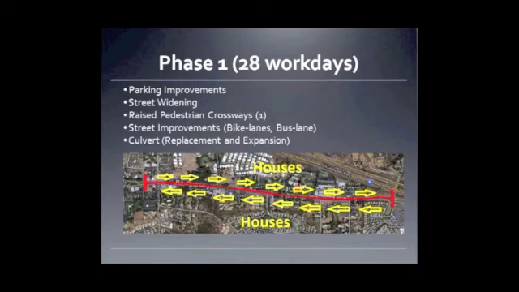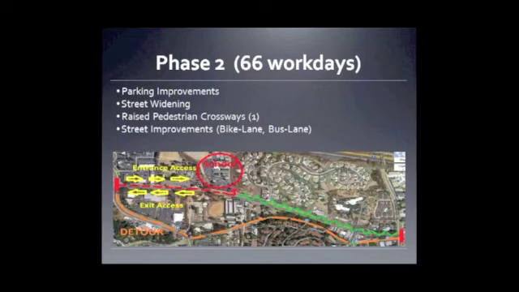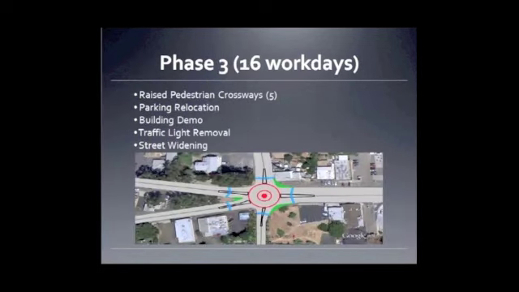Phase 1 goes all the way from East Victoria to West Victoria. For construction of Phase 2, it will take 66 work days. Phase 2 goes all the way from Tavern Road to West Victoria Drive. Phase 3 will consist of the construction of the roundabout intersection. This will consist of 16 work days.